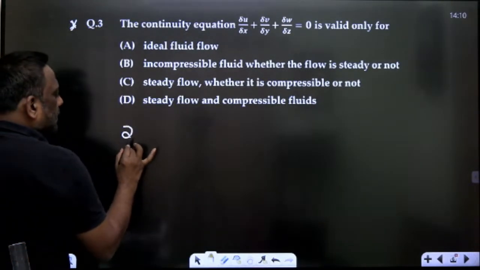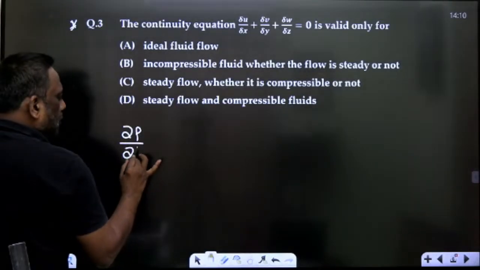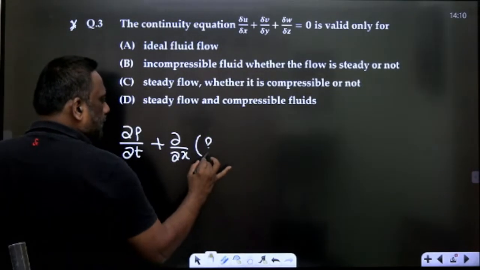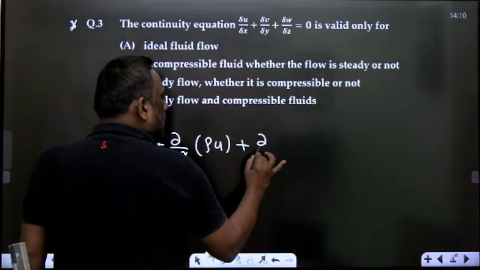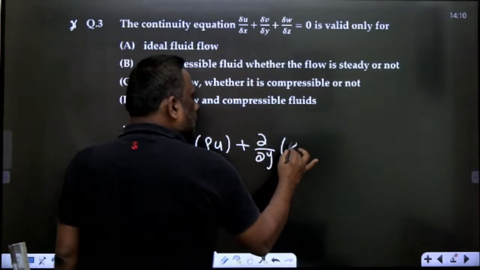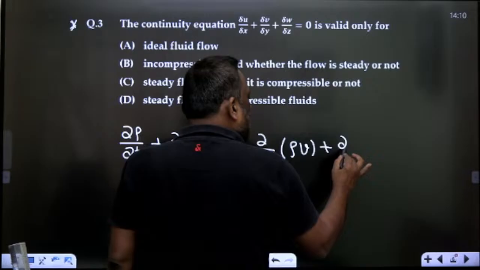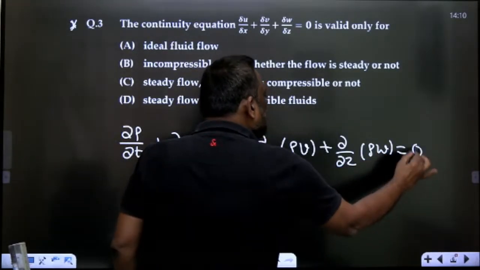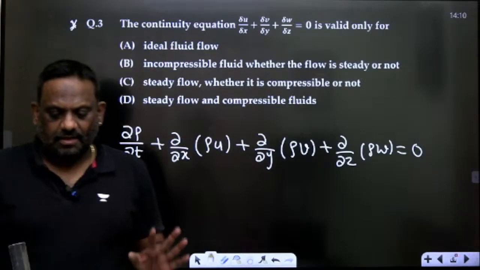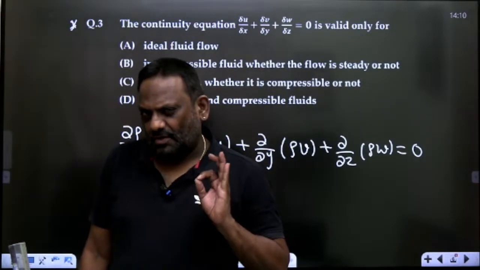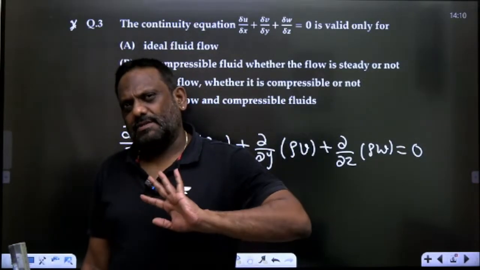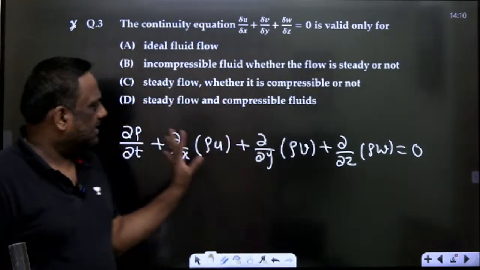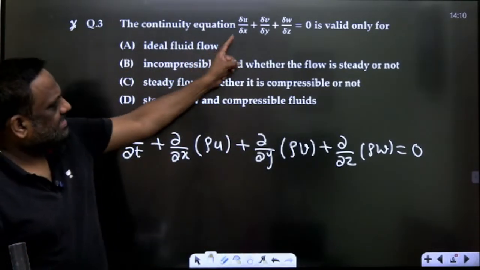The general continuity equation is dou rho by dou t plus dou by dou x of rho u plus dou by dou y of rho v plus dou by dou z of rho w, and that is equal to 0. This is the generalized continuity equation. For this, we make only one assumption. What is that assumption, sir? Mass is continuous. There are no gaps, there are no pores, so mass is continuous. That is the equation.